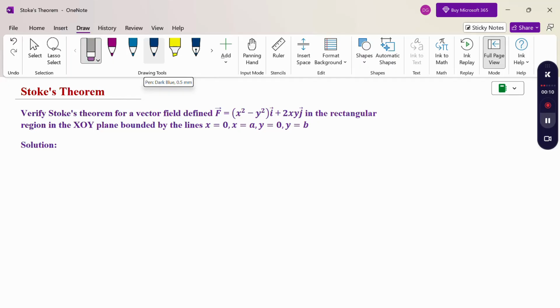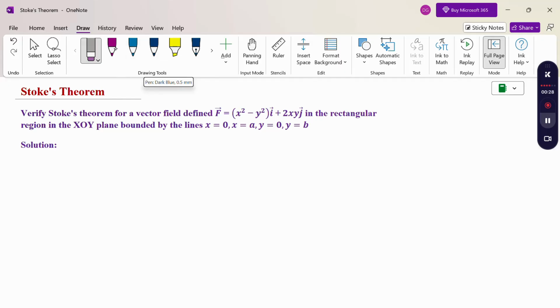See the problem. Verify Stokes theorem for a vector field F vector equal to (x square minus y square) i vector plus 2xy j vector in the rectangular region in the xy plane bounded by the lines x = 0, x = a, y = 0, y = b.